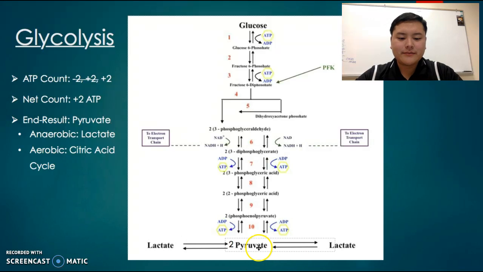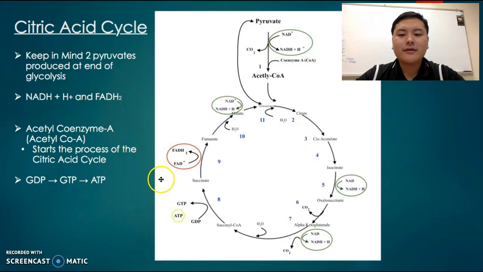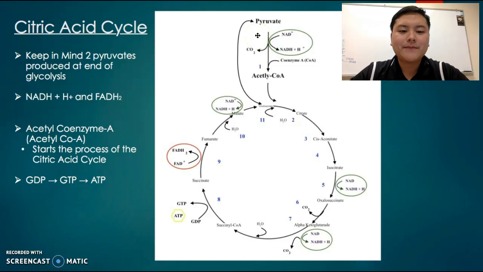So pyruvate, there's 2 pyruvates. The next part goes into the citric acid cycle. As you can see, the pyruvate here, like I said, there's 2 pyruvates, so everything you see here is doubled. This is just one side of it. Again, here you see an NADH. And then you get to this coenzyme here, which is called coenzyme A.